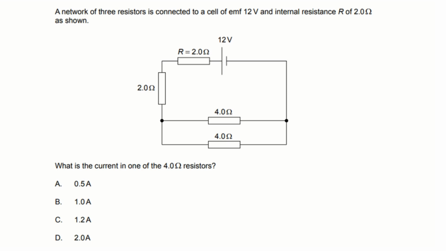Okay, here we go with a fairly tricky looking circuit. You're being asked to calculate the current in one of the 4 ohm resistors. I'll leave you to have a try and then we'll get to it.